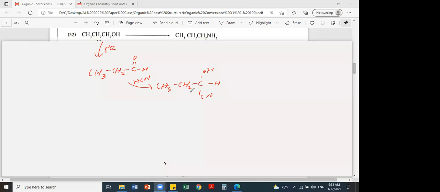After that, Tamasha, H plus, ammonia. How can this work when you put H plus? Then this becomes COOH. Then you put ammonia, and then you get COONH4. That is not going to work.